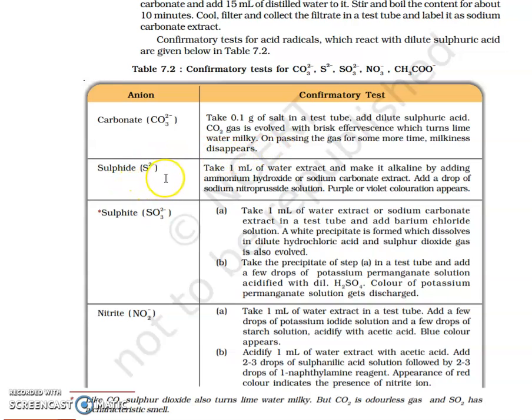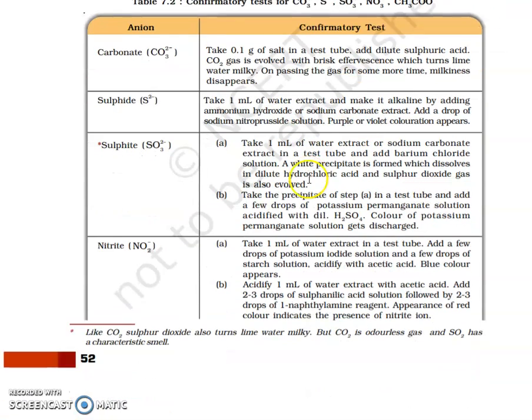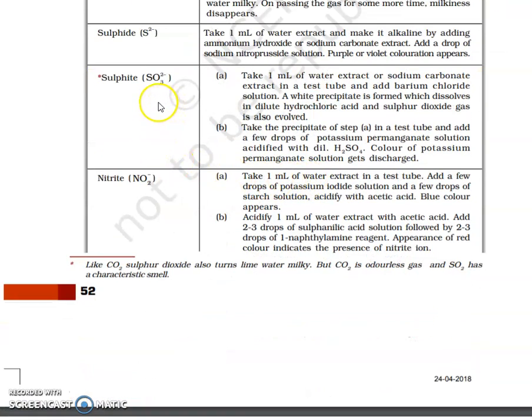Sulfide, S2-. Take 1 ml of water extract and make it alkaline by adding ammonium hydroxide, or use sodium carbonate extract. Add a drop of sodium nitroprusside solution. Purple or violet coloration appears.